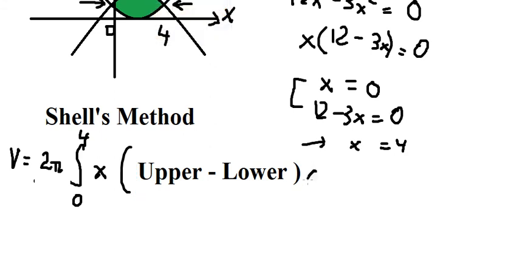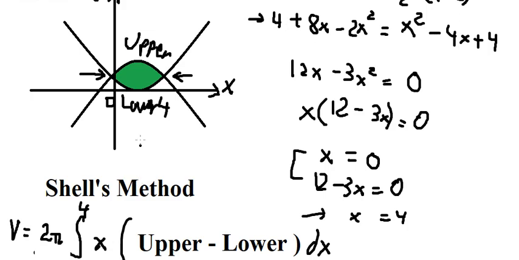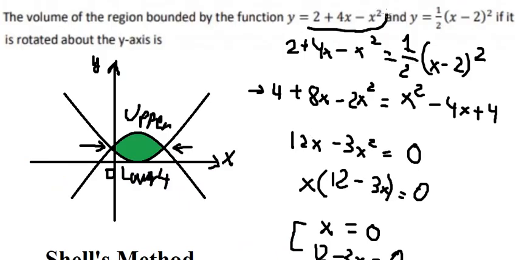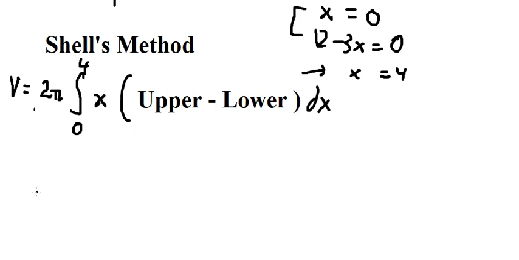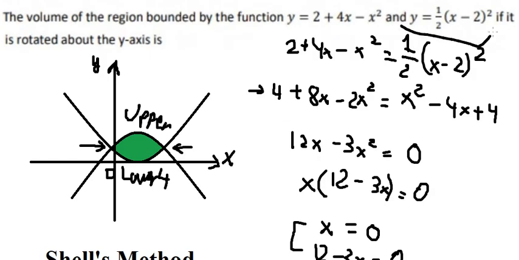So on the graph, this one is the lower. This one is the upper. So the upper is this one. The lower is this one.